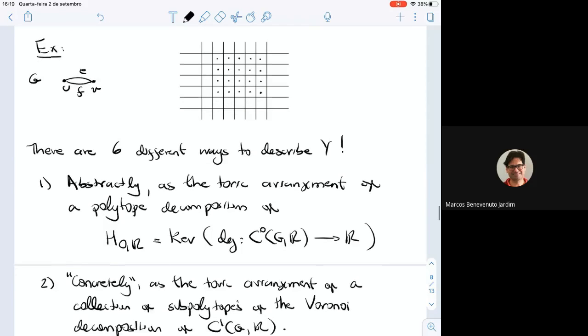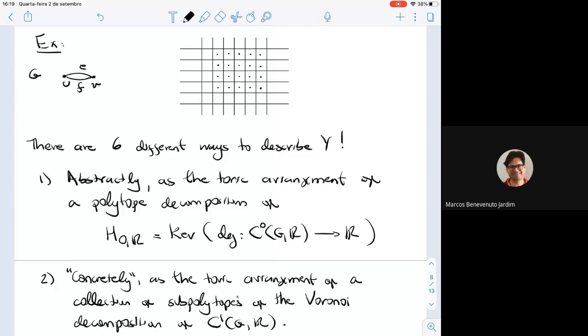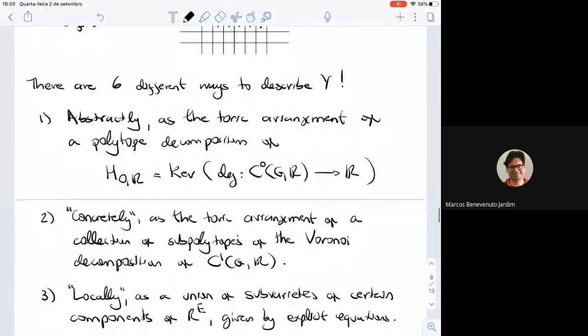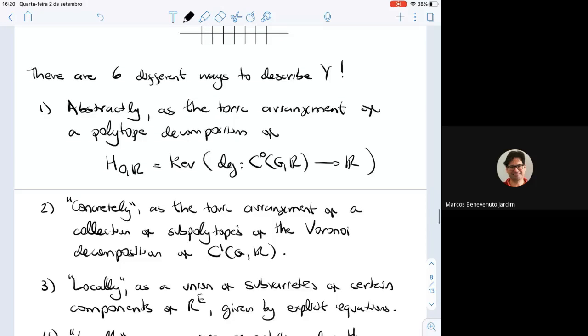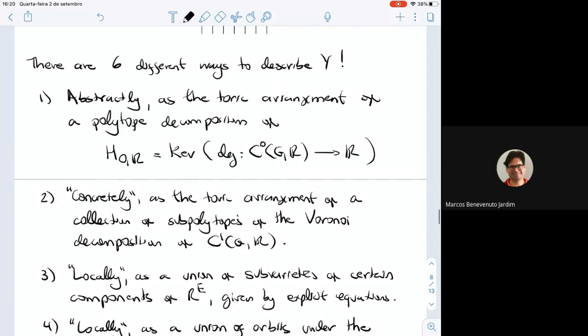But concretely, we can see Y as the toric arrangement of a collection of sub-polytopes of the Voronoi decomposition in hypercubes of C1 of GR. So that way you get the corresponding toric varieties inside R of V. There is a third description, which is more complete. We describe it locally as a union of subvarieties of certain components of RE. So I specify the components, the products of P1s that I want to consider, and in each of these components, I give equations. They're very explicit for the component of Y that lives in that component of R of V.